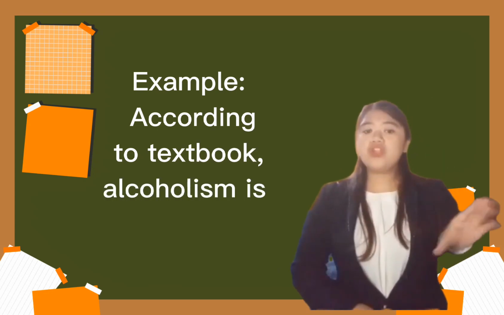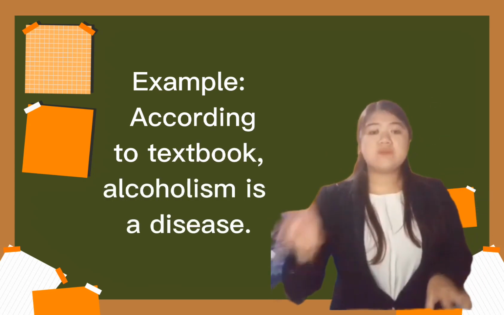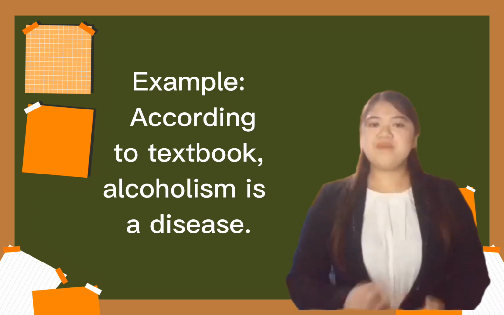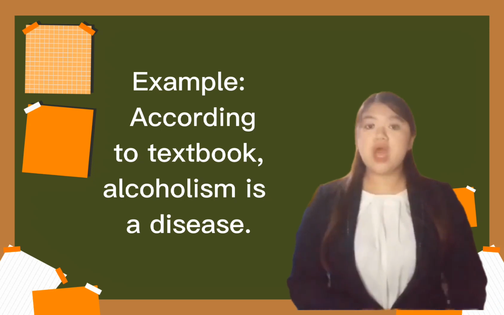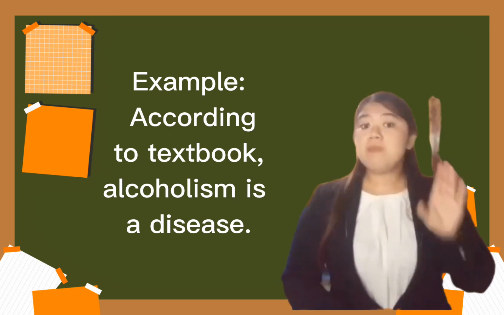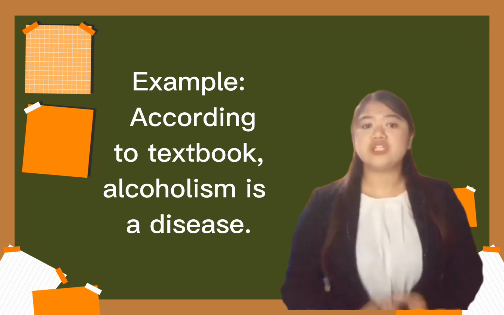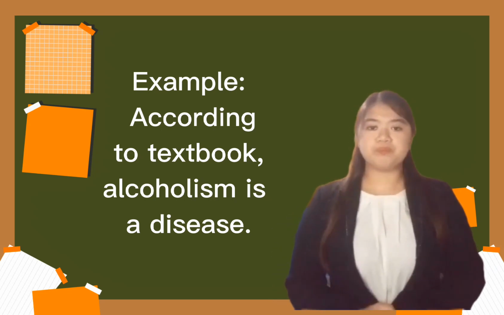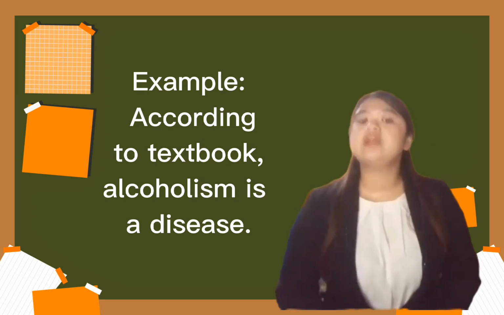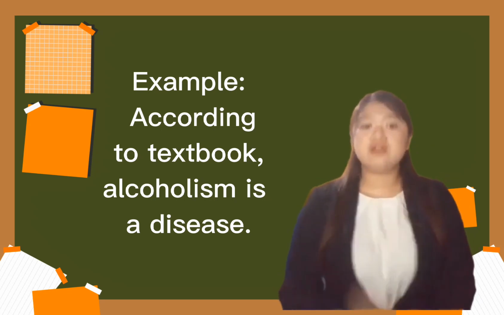Example, according to the textbook, alcoholism is a disease. Meaning to say, if we are going to quote verbatim from the books, we are just prioritizing memorization and letting the students memorize what is inside the book. We are not prioritizing comprehension or the understanding of the students. So we should avoid quoting verbatim from our reference materials when conducting true or false tests.